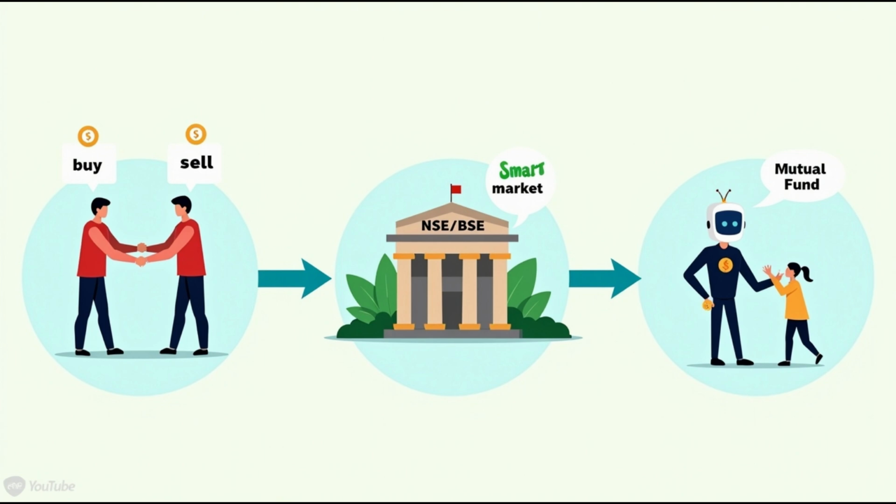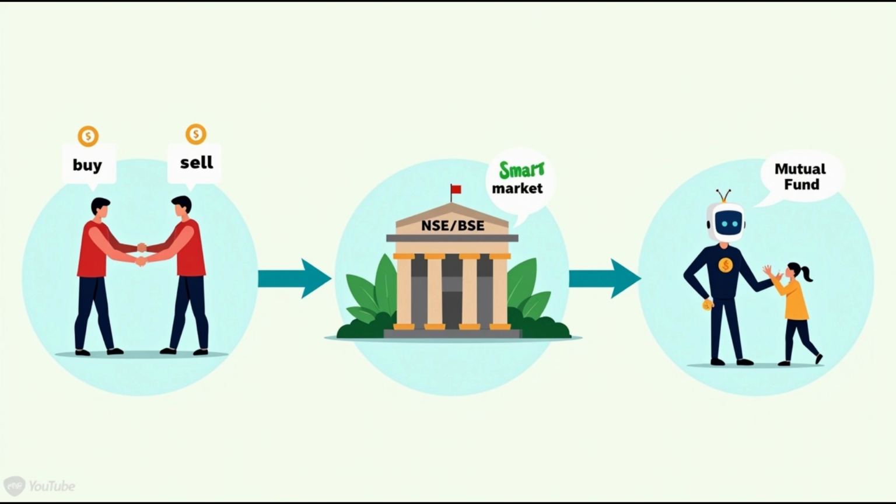3. Mutual fund. What it is. A mutual fund is a way to invest your money through an expert who buys shares or other things for you. You don't pick the shares, the expert does. Example, you give 1,000 rupees to a mutual fund. The fund manager uses your money to buy shares of companies like Reliance, Infosys, and HDFC from the stock market. You get a return based on how those shares perform.